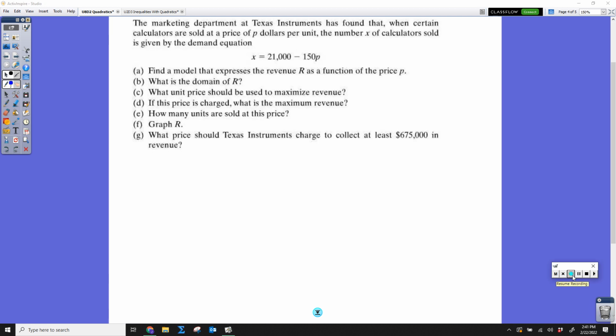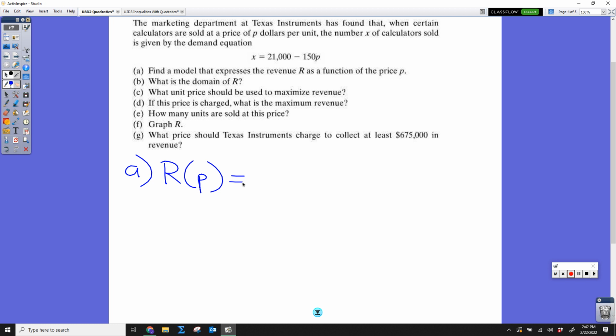All right, so part A, you have this situation with calculators and all these variables that are assigned. What does the P represent? That's how much we're charging for the calculator, right? X represents how many we sold. Now, it says write a model for the revenue function. So R in part A. It says as a function of the price P. So it's R of P, right? R of P.